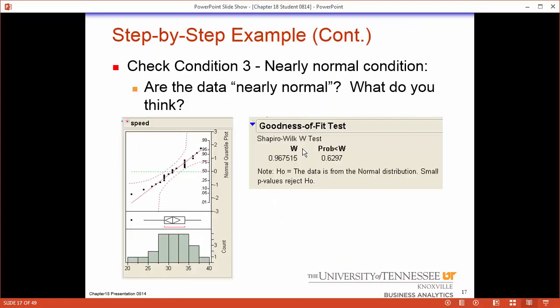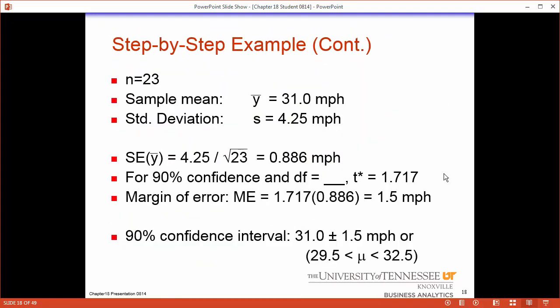Where people get tripped up in these problems is they have a hard time finding t. Now the degrees of freedom for a one sample t-test will be n-1. Let's take a moment. n-1. What is it? n-1 will be 23 minus 1. So the degrees of freedom is 22.